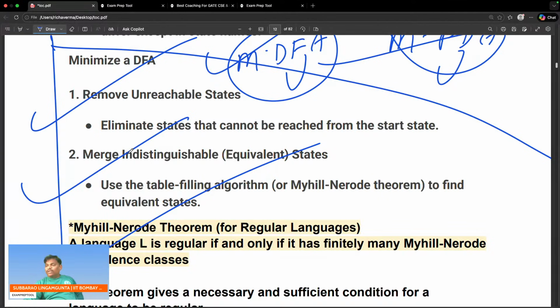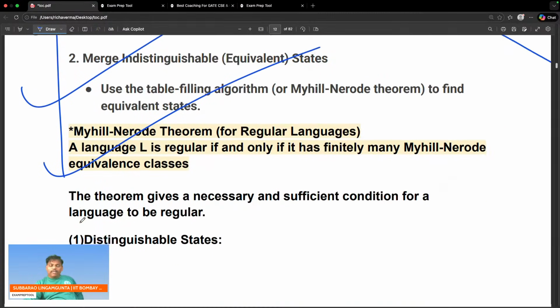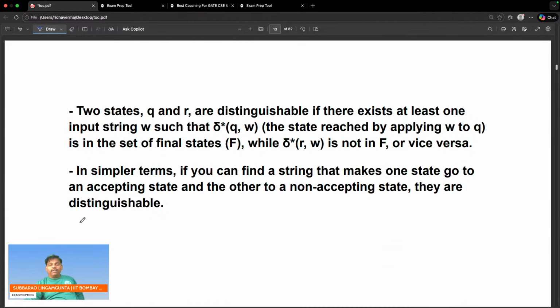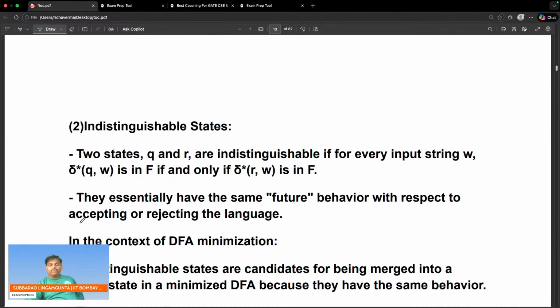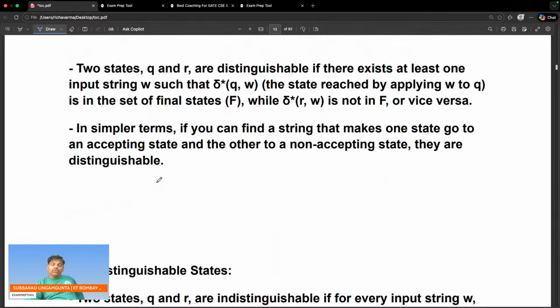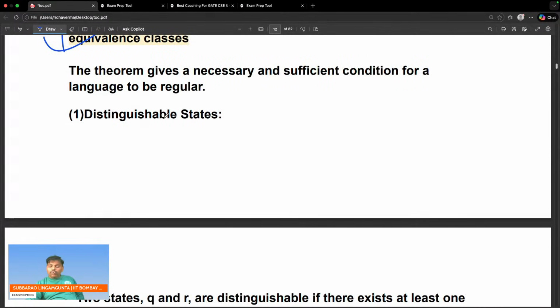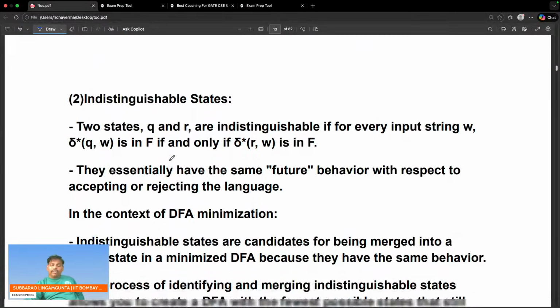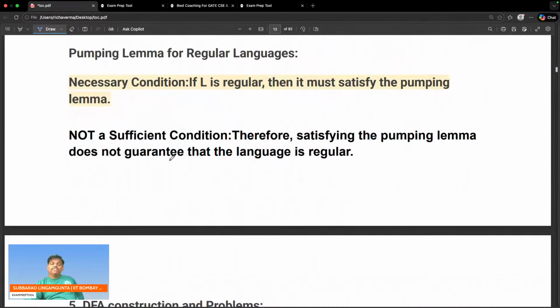You can go for the partition algorithm, the table filling method, or the Myhill-Nerode theorem. You can use any method, directly or indirectly. Same behavior, make it single. Different behavior, make it different. That's what every algorithm is saying. Indistinguishable means you cannot separate them, so they are the same state. Distinguishable means you can separate them. So indirectly or directly, every method says the same.